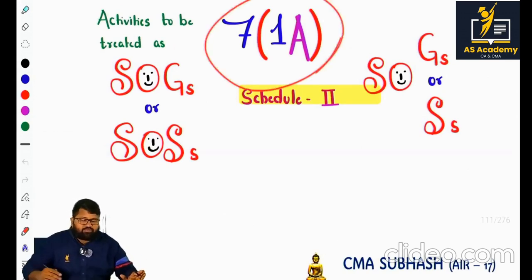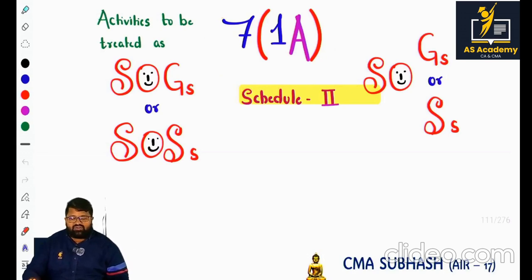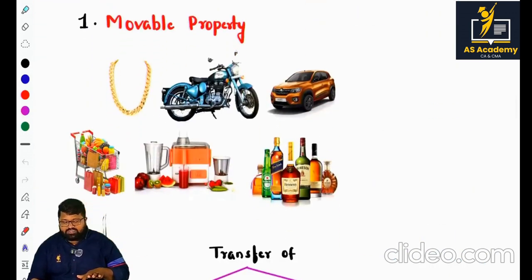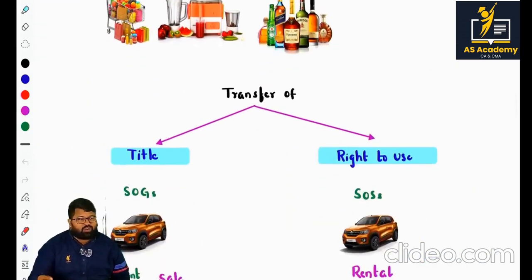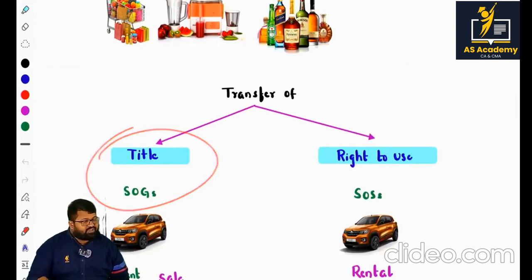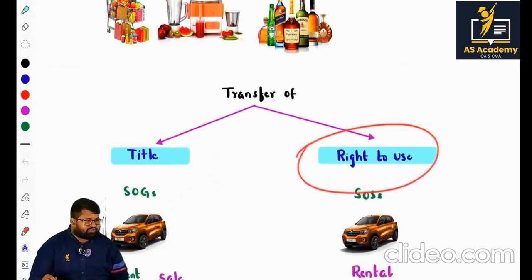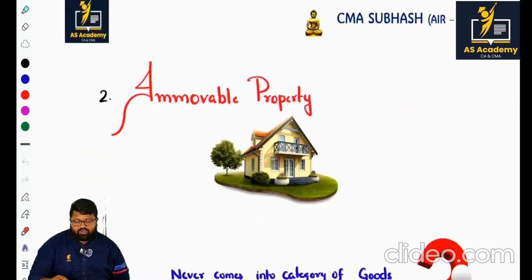What about 7.1? Schedule 2. Sir, activities to be treated as supply of goods or supply of services. Okay. Basically, regarding movable property, what is most important? Transfer of title, then supply of goods. Sir, just right to use, supply of service. What is the second one?